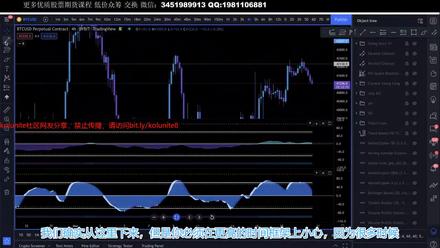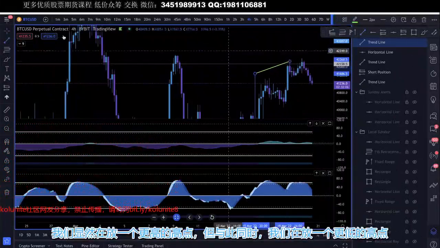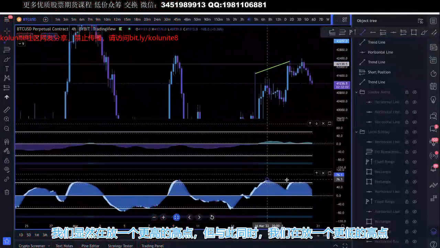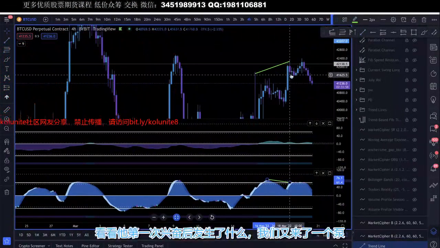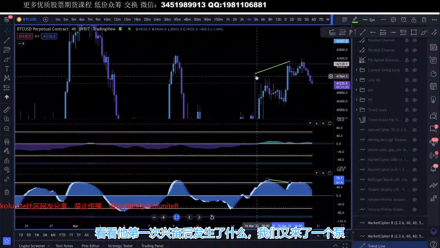But you got to be careful on the higher time frames because a lot of times you'll see, okay, we're clearly putting in a higher high, but at the same time, we're putting in a lower high. We can see that, but look at what happened. After we put in this first high, we come up for another pump, right?